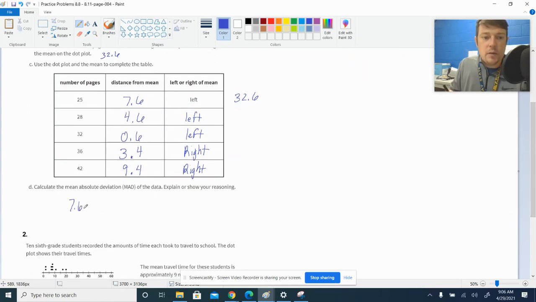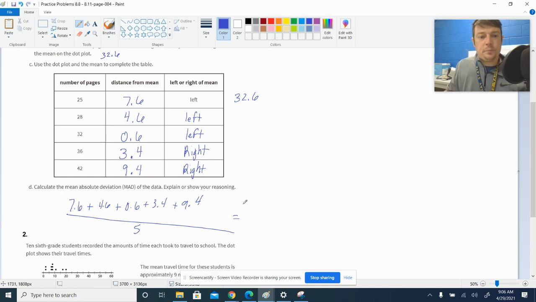And then it wants us to calculate the mean absolute deviation, which means I'm going to add 7.6, 4.6, 0.6, 3.4, and 9.4. We're going to add them all together, and then we're going to divide it by how many there are. 1, 2, 3, 4, 5. So we divide it by 5.